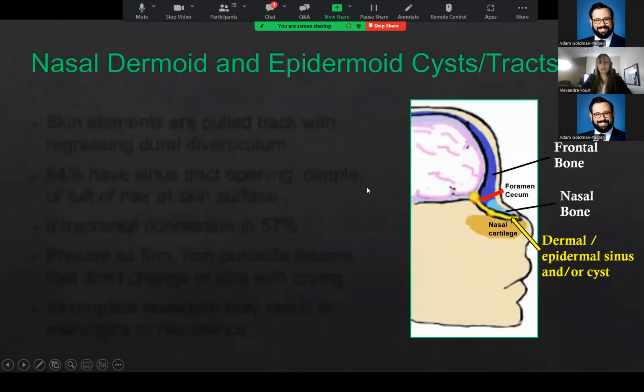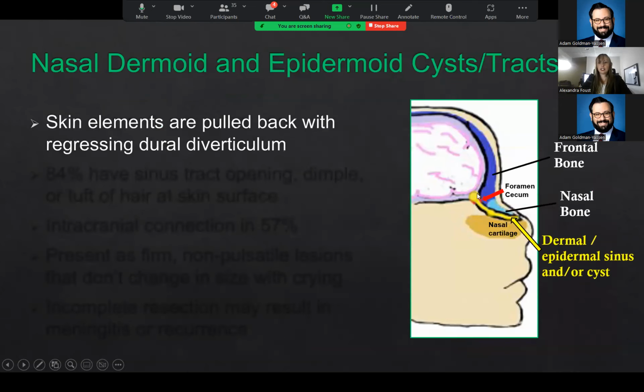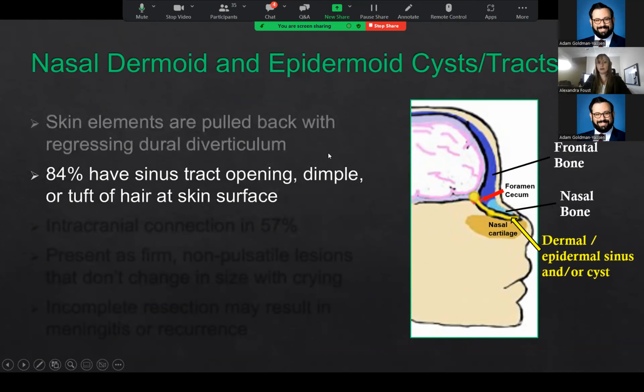All right, so the third entity for this area, again involving our same locations, is going to be the nasal dermoid or epidermoid cyst or sinus tract. And so what happens in this situation is that you have this dural diverticulum that comes down. It gets kind of up to the surface, and you end up having this neuroectoderm pull back some of these surface ectoderm cells with it. And so you have your regressing dural diverticulum that pulls some of these cells back where they aren't really meant to be. And because you have cells where they're not meant to be, they start to form pathology, either a dermoid or epidermoid, depending on which cell types get pulled back.